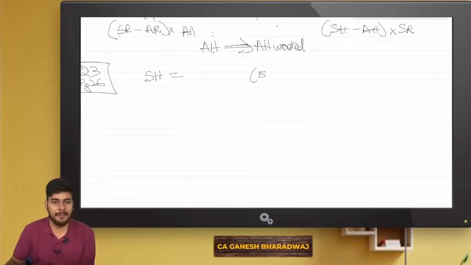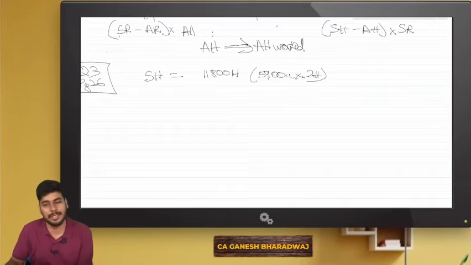It's nothing but 5,900 units. Each unit requires 2 hours. So what's your standard hours? Guys, please answer. 11,800. It's okay if you've already answered.